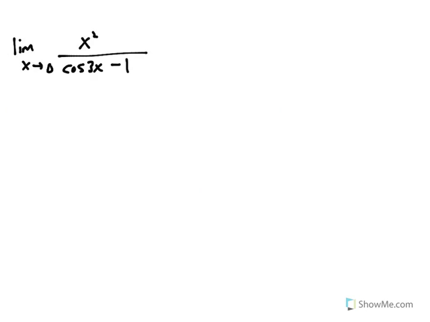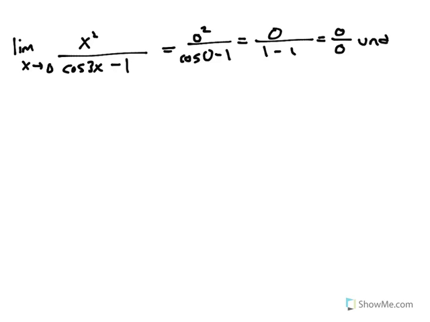Okay, here's the next function. We're going to start by filling in the 0, and we get 0 squared over cosine of 3 times 0 minus 1, which equals 0 over cosine of 0 is 1, which equals 0 over 0. Once again, it's not undefined. Ooh, close call. It is indeterminate, which means I can apply L'Hopital's rule.